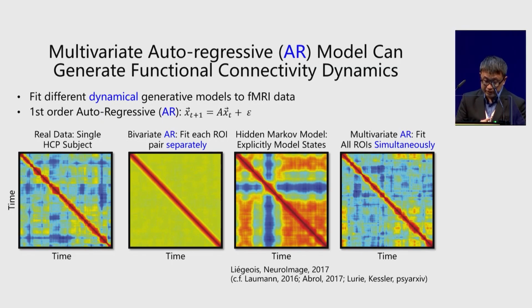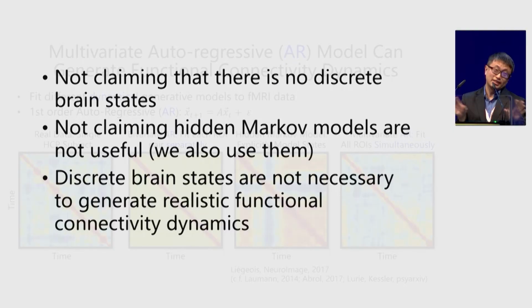What is the implication of this? This is kind of controversial, so I just want to be clear. I'm not claiming that there is no discrete brain state. I'm also not claiming that hidden Markov models are not useful. In fact, we have been involved in papers that use hidden Markov models. What I'm saying is that discrete brain states are not necessary to generate realistic functional connectivity dynamics.